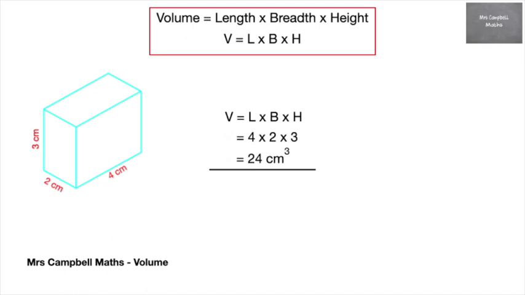Now each time you do one, that's exactly what you will write down. 3 lines of working, firstly writing your formula down, then replacing your values, and then doing your calculation and writing, in this case, cubic centimetres.